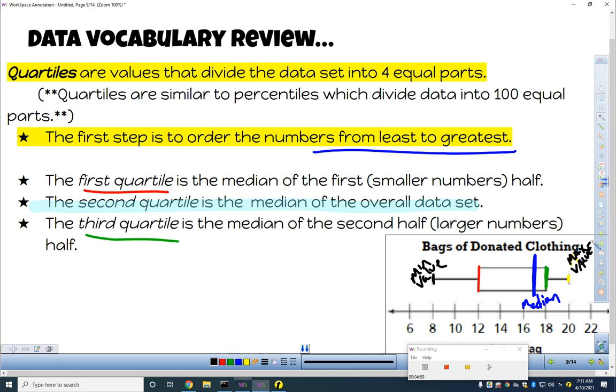If you'd like to discuss any of these vocabulary words, please pause this video right now, come and find me, and I'd love to talk through them a little more with you.